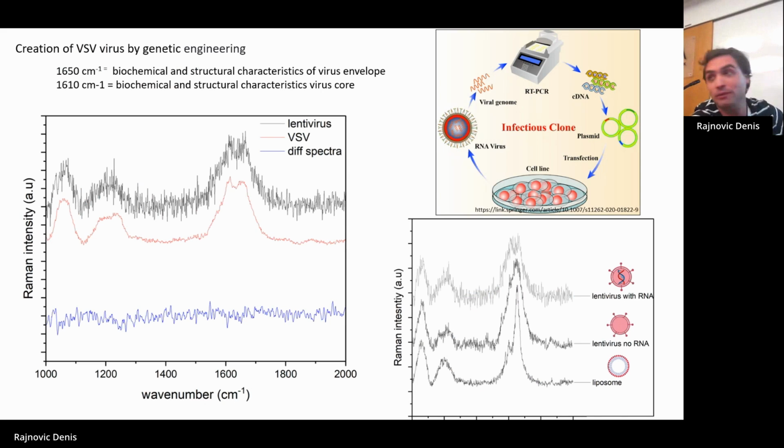The second step to confirm that the signal originates from the virus was to create it by genetic engineering. On the left panel, you can see lentivirus that have all the components of the VSV. When I subtracted the spectra with the experimental one of the VSV, the diffraction spectra came close to 0. I constructed lentiviruses that were missing one of the components, starting from liposomes, lenti without RNA, then fully completed RNA.